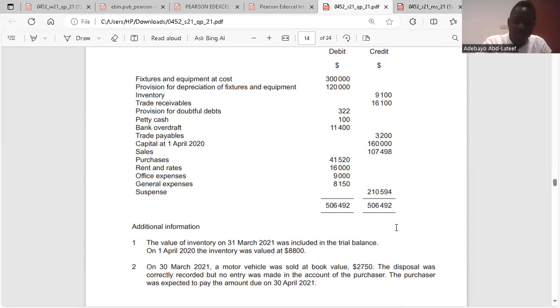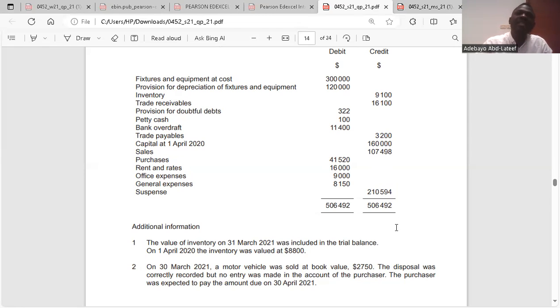So do you get the point here? So our opening inventory is 8,800, which should be on the debit side. Then we have trade receivables. Trade receivables will be on the debit side. Provision for doubtful debt will be on the credit side for 322. Petty cash, that's cash. It's an asset. It will be on the debit side of your trial balance.